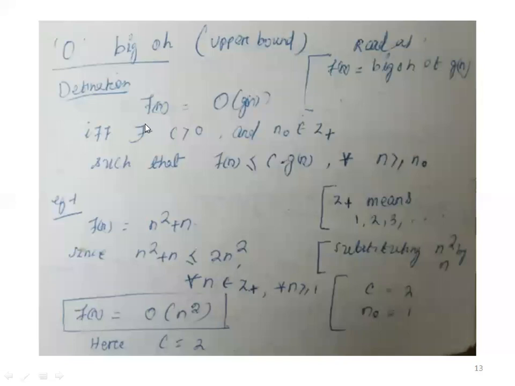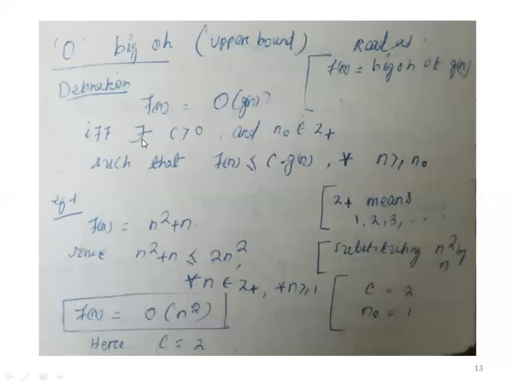So the definition of big O you can see here. We can write it this way: f(n) = O(g(n)). It is written as f(n) = O(g(n)) if there exist, this symbol is for "there exist", c greater than 0 and n0 belongs to Z+. Z+ means the values 1, 2, 3, so starting from 1, all the positive values.